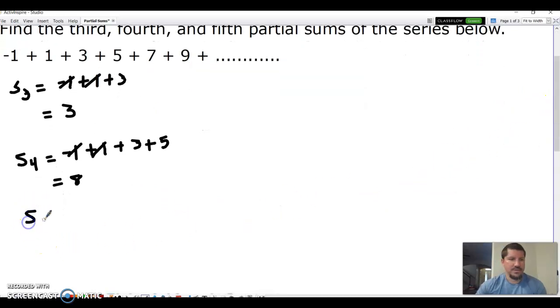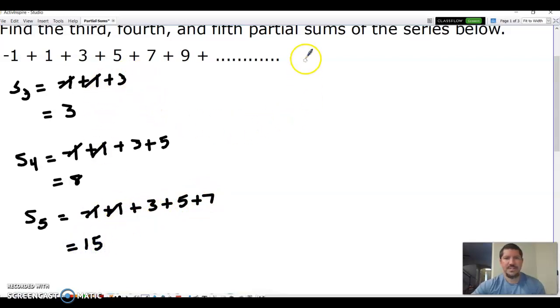And the fifth partial sum, -1 plus 1 plus 3 plus 5 plus 7. So 8 plus 7 is 15. Now sometimes you may see them with minus signs as well. So if you do, then you go that route with it. Okay? Those should be pretty easy. They shouldn't take you too long.